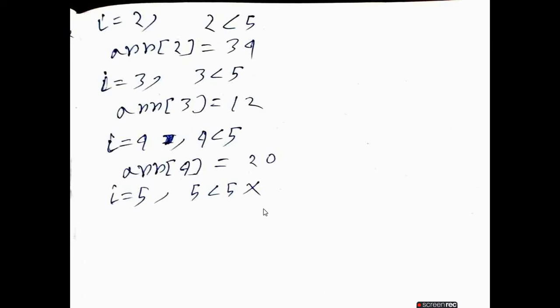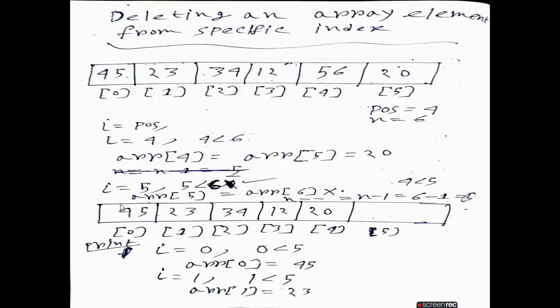This is basically how we trace. So this is our final array: 45 23 34 12 20. Basically we escape the fifth index element and stop here. So this is our final array. Whether it is right or wrong, I will show you when I run our C code.